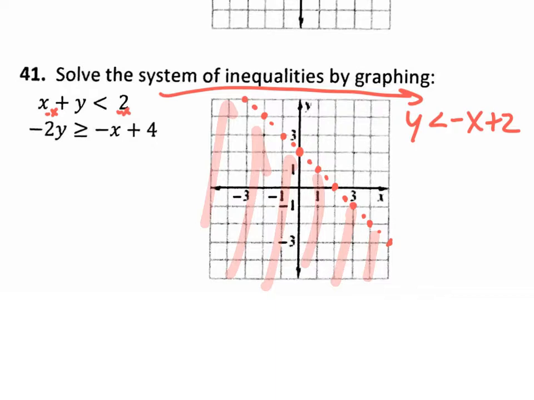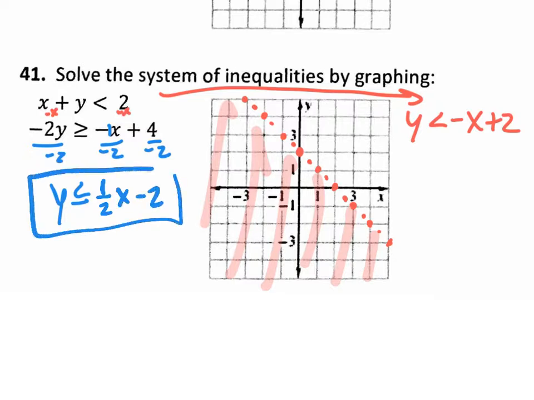But we need to get y by itself. So we're going to divide by negative 2, divide by negative 2, divide by negative 2. We will have y. You have to flip the inequality symbol because you divided by a negative. And you really have a negative 1 divided by a negative 2. A negative divided by a negative is a positive, but it's still going to be a fraction 1/2 with an x on the side. And 4 divided by negative 2 is negative 2. So there's the y equals mx plus b inequality.